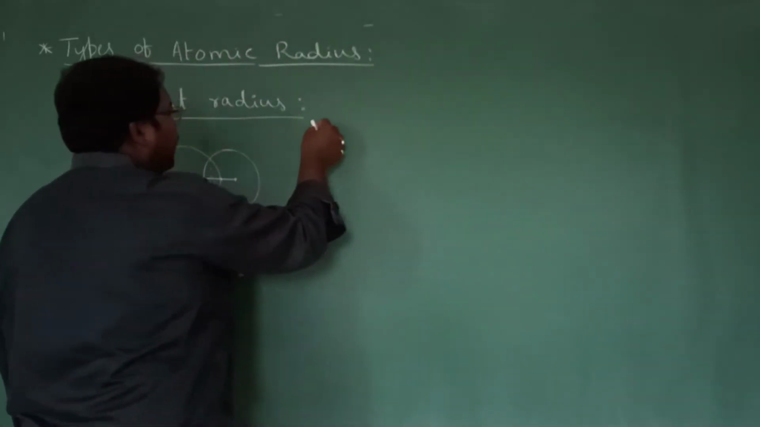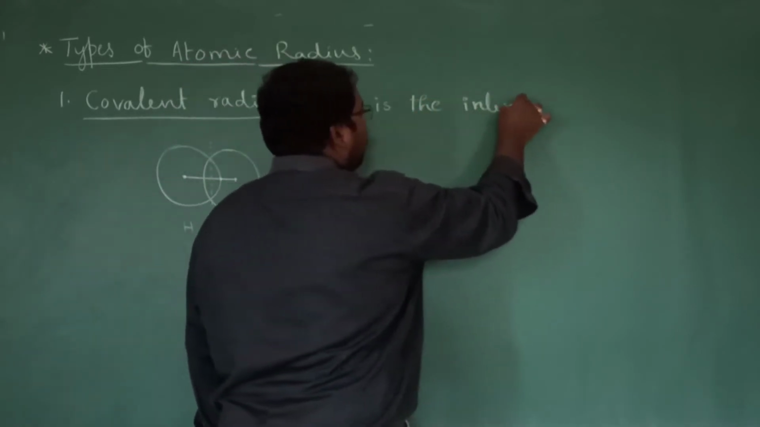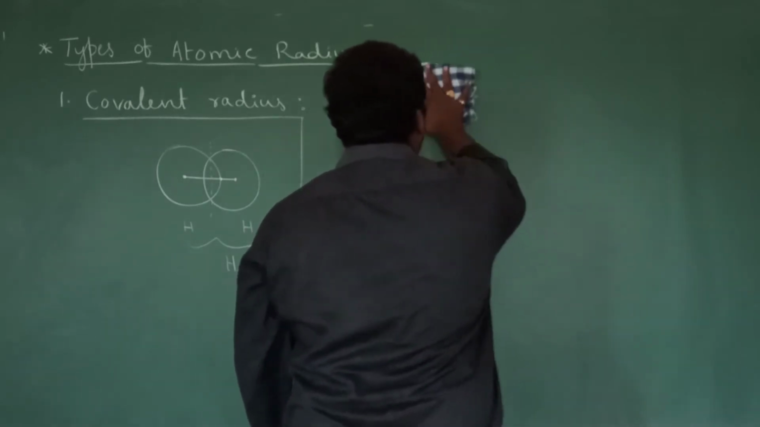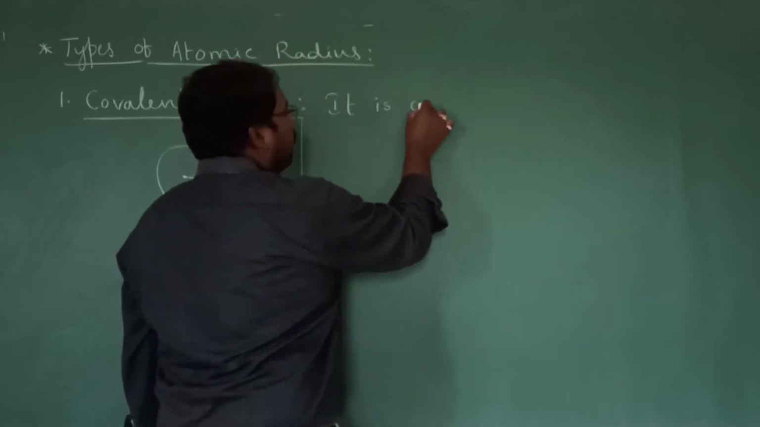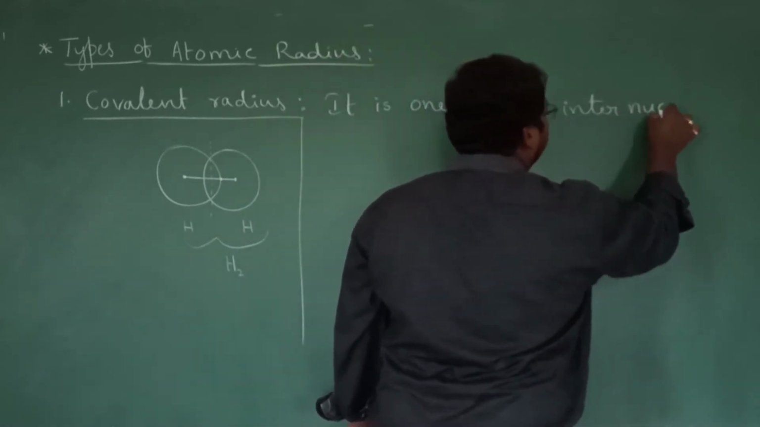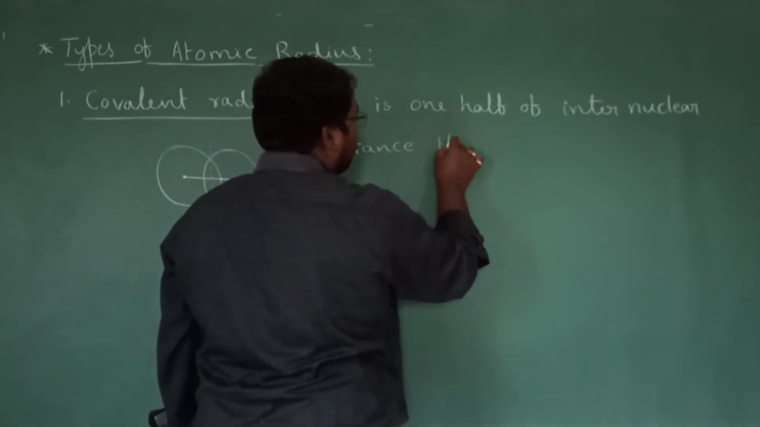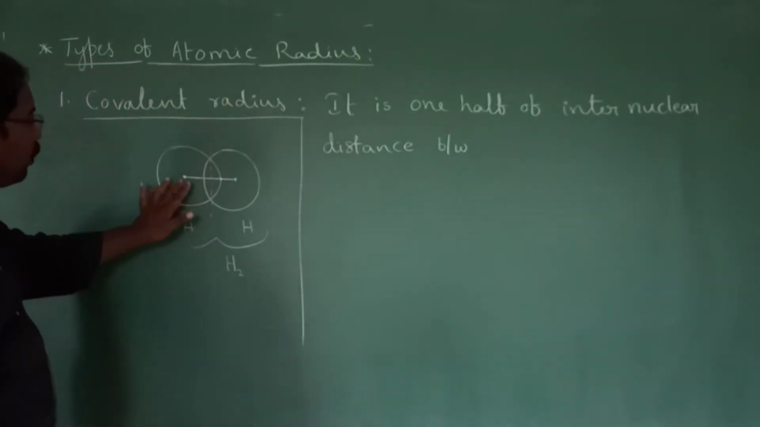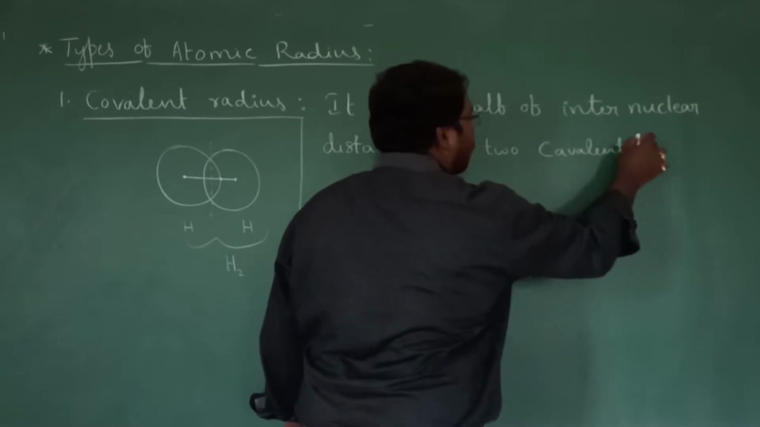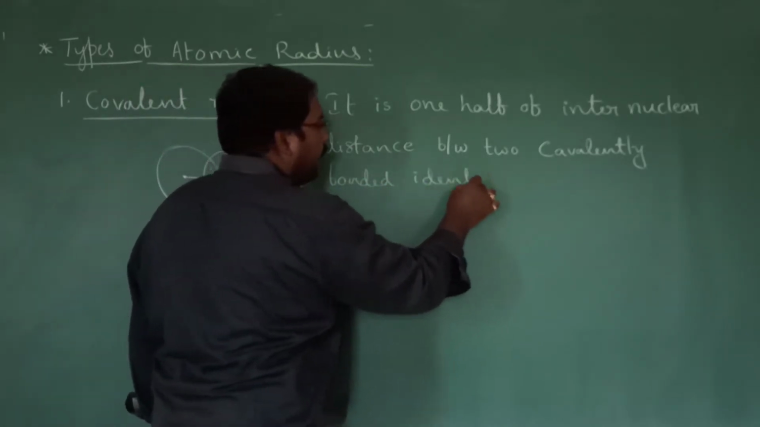So first note down the definition for covalent radius. It is half of the internuclear distance between the 2 covalently bonded identical atoms.